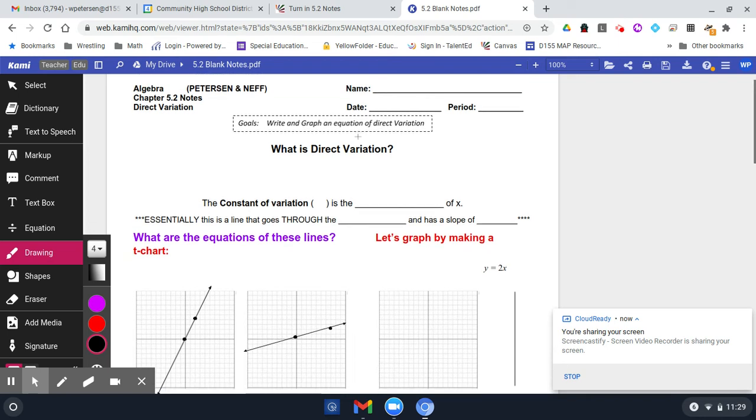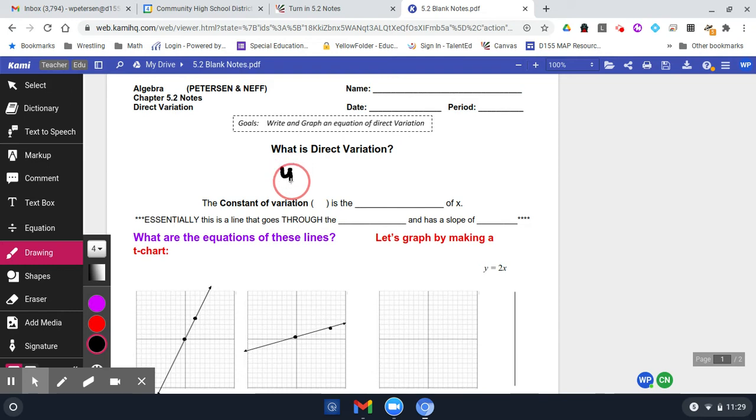All right, so here are the 5.2 notes. We were talking about direct variation. Direct variation is a formula in which the line goes through the origin, okay? And where K is our slope.